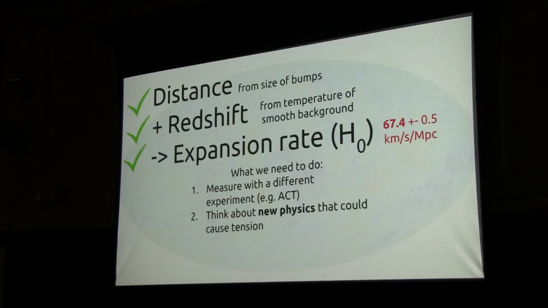What we need to do in the future is to measure the same parameter with a different experiment, like the Cosmology Telescope, and also continuously think about new physics that could cause tension. Number three that I put up there is to think about other ways, apart from supernovae and the CMB, to measure the same constant, and that's what Matt's going to talk about next. Thank you.